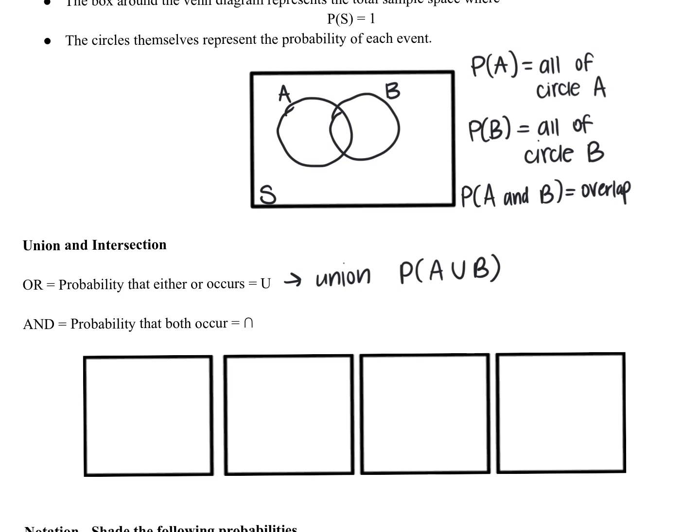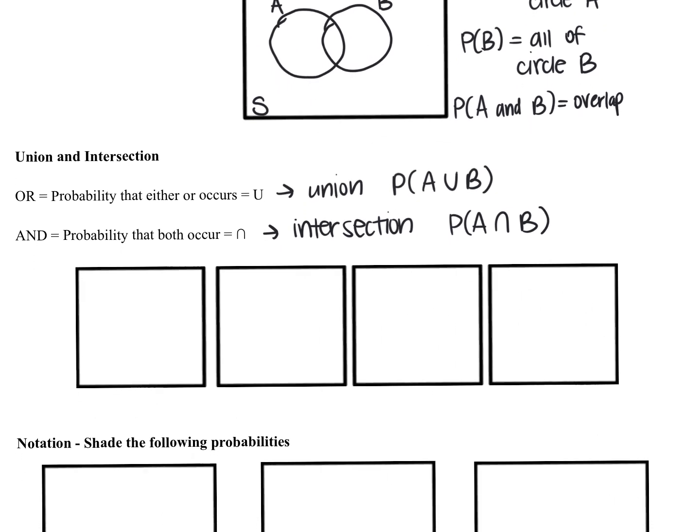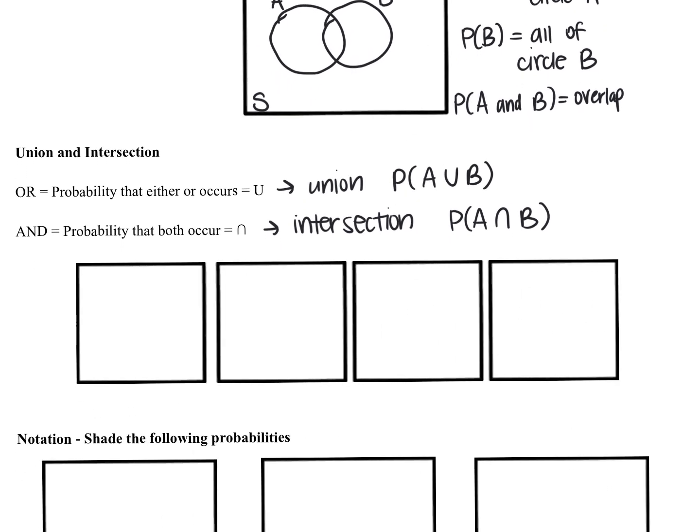The other one is "and", so that's the probability that both occur. This is called our intersection, which is written as the probability of A and B. So let's do a few examples where we can see how this works with our Venn diagram.